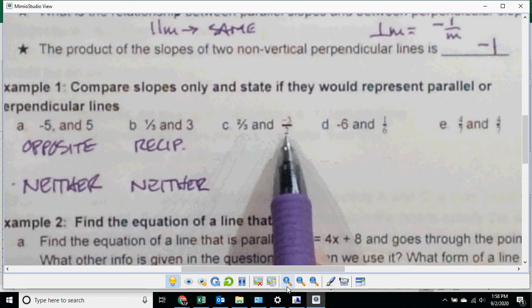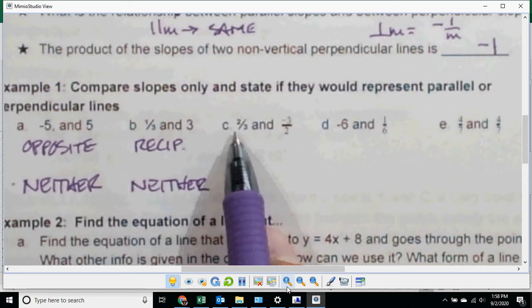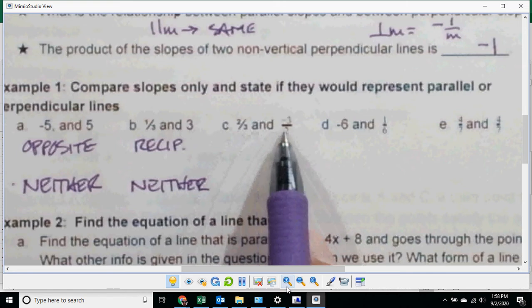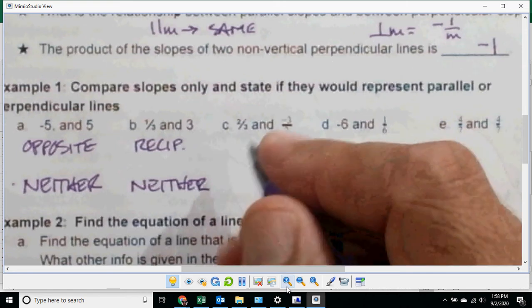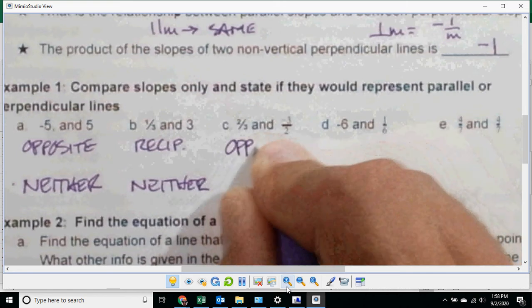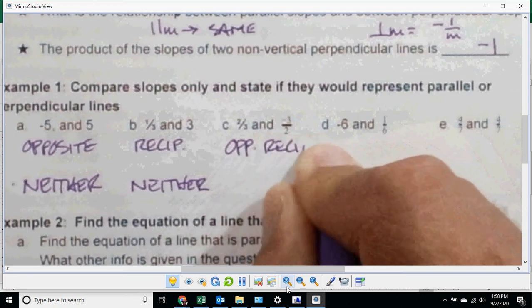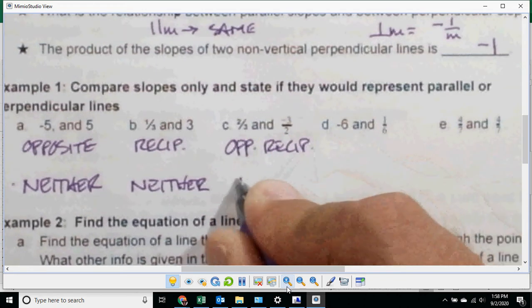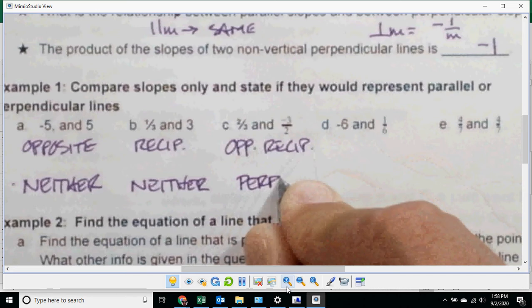2/3 and negative 3 over 2. So 2/3, if I flip it, becomes 3 over 2. I flip it and make it negative. It's negative 3 over 2. So this one is the opposite reciprocal. So these are perpendicular.